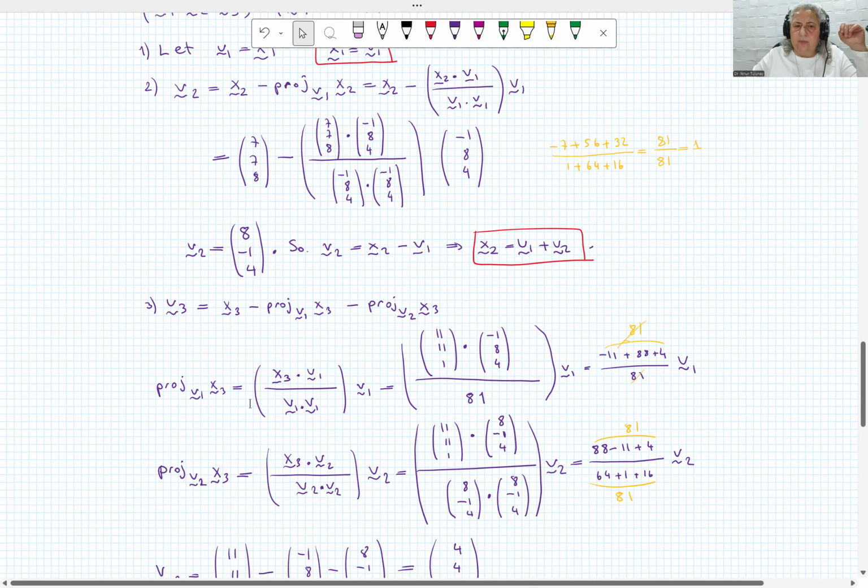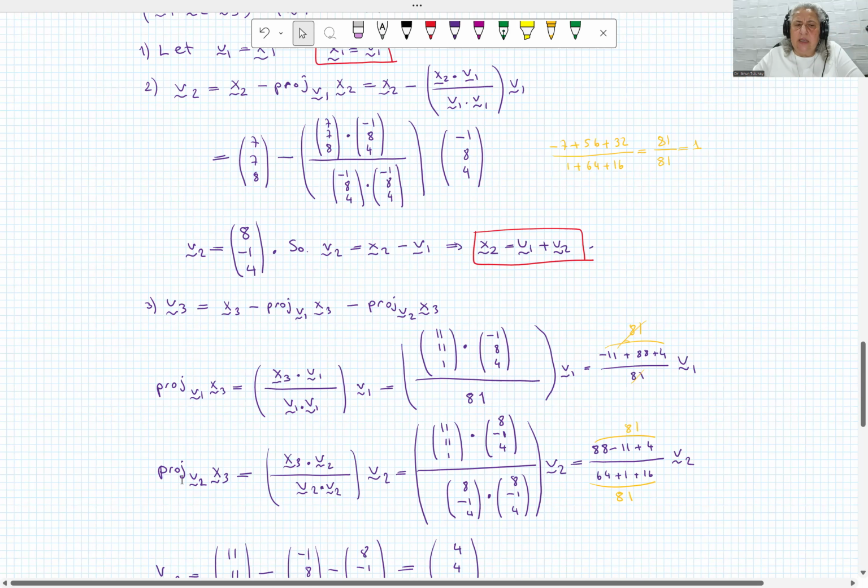It will be a multiple of v1 because this is a projection on v1. And the multiple can be found with the dot products: x3 dot product v1 over v1 dot product v1. We calculated this one above, that's 81. x3 dot product v1, this is x3 dot product x1. If you calculate it, you will see that it's numerically 81. So this is just really v1.